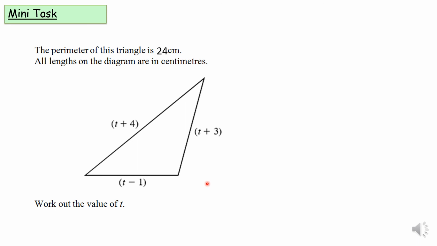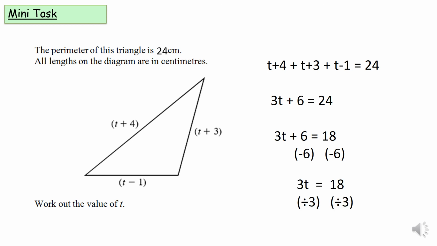Okay, so hopefully everybody did that to form the equation: that side, that side, and that side is equal to 24, the perimeter. Now you simplify it, you get 3t plus 6 equal 24, and then you just solve the equation. And your answer is t is equal to 6.